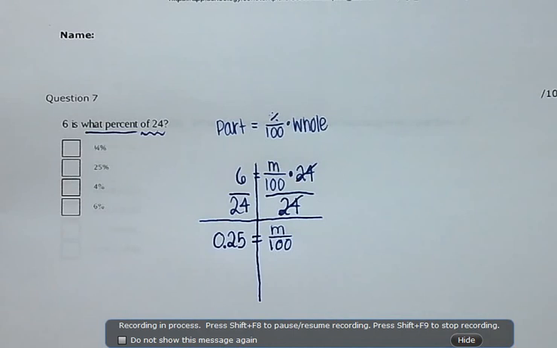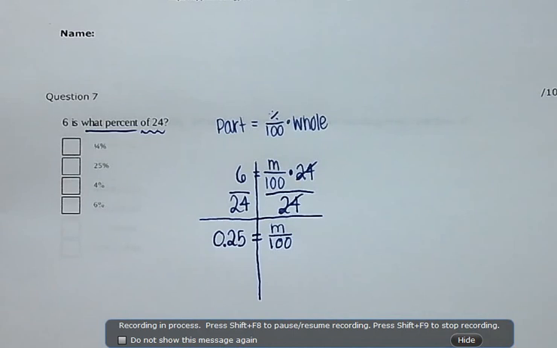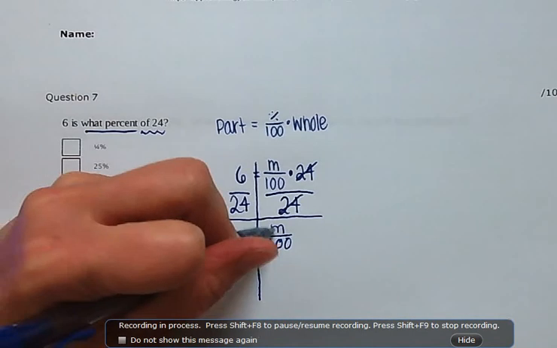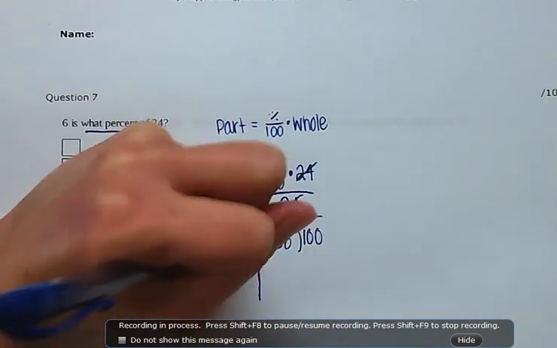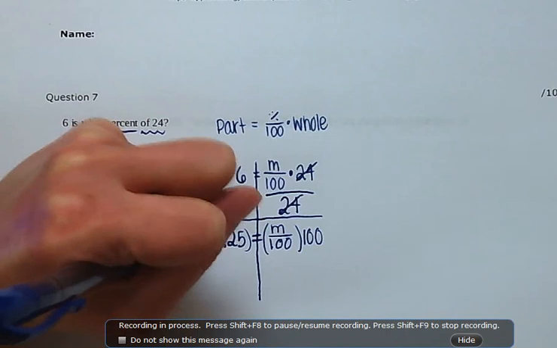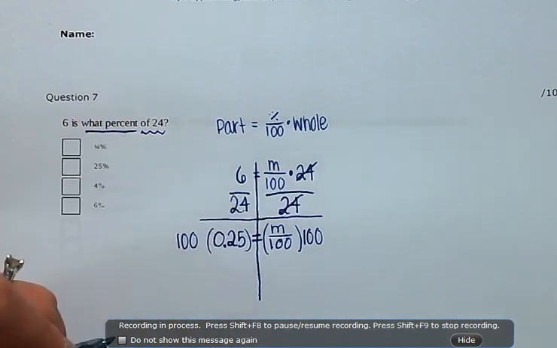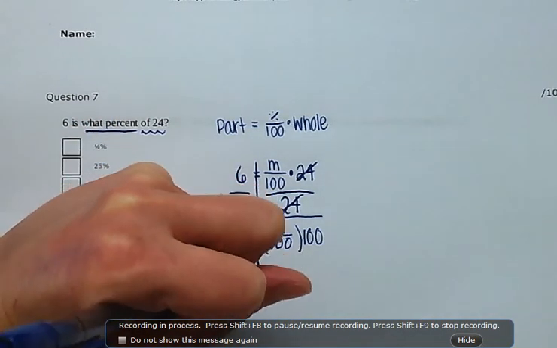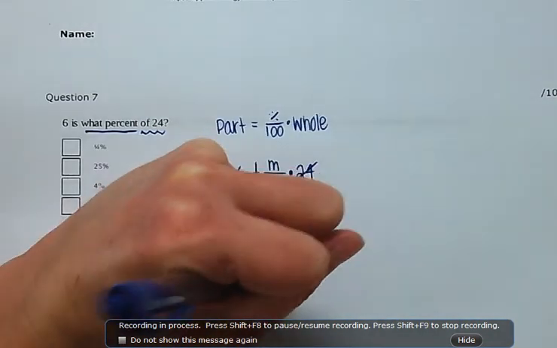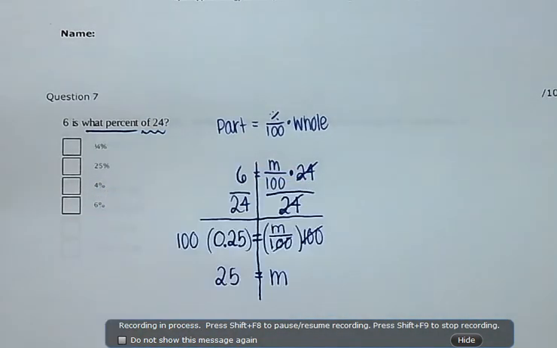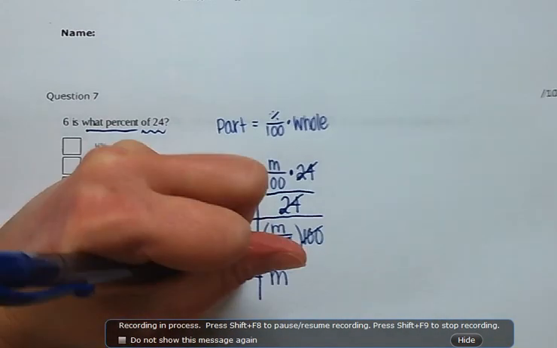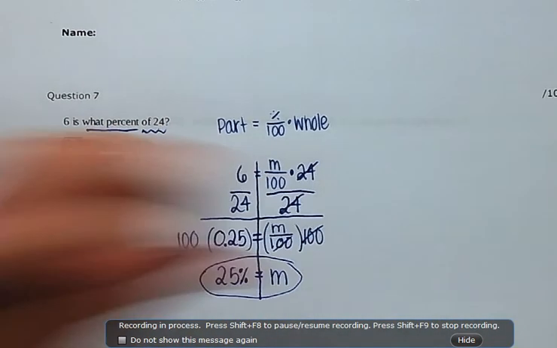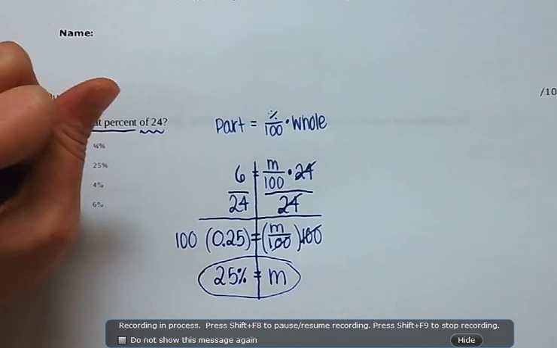Now I want to get rid of that 100. I just want to have m by itself. And to do that, we undo division by multiplying. So I'm going to multiply both sides by 100. 100 times 0.25 is going to give me 25. 100 cancels out on the right side to leave me with m. So I get 25 equals m, and your m represented our percent. So that's 25%. So our answer for this one is 25%.